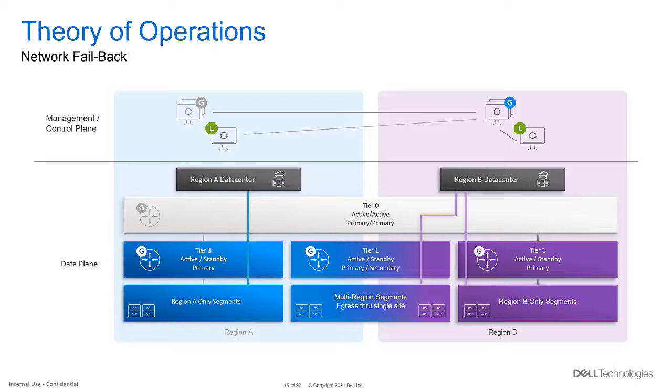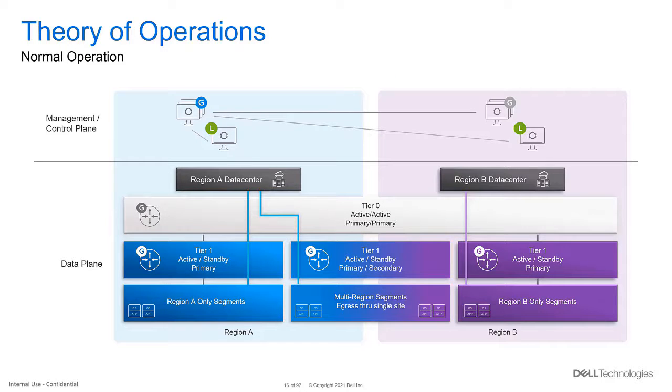When we restore our network connectivity for Region A, it's going to be a manual process to go and promote our standby global managers in Region A back to primary. So we're going to do that. And then we're going to go into our global manager and configure the egress through our Region A data center, right? So those would be the way we would go and manually fail back to our normal operation.